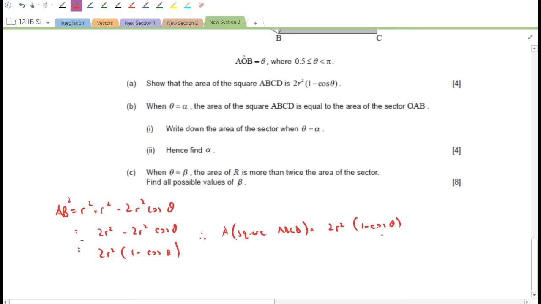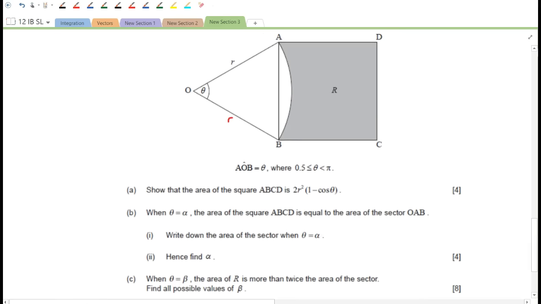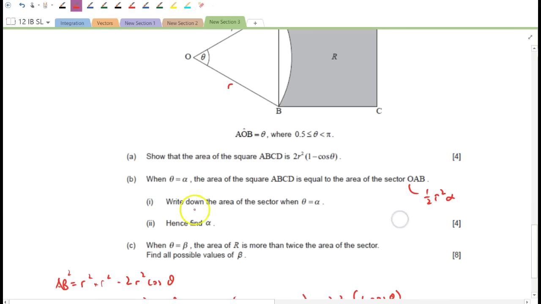Okay, right, so then we go to, well, when theta is alpha, the area of the square is equal to the area of the sector OAB. Now the sector is this whole thing here, right? So what's the sector area equal to? A half R squared theta. Now theta in this case is alpha, so we'll just go half R squared alpha. So write down the area of the sector when theta equals alpha. Well, the area of the sector is just a half R squared theta, when theta is alpha.